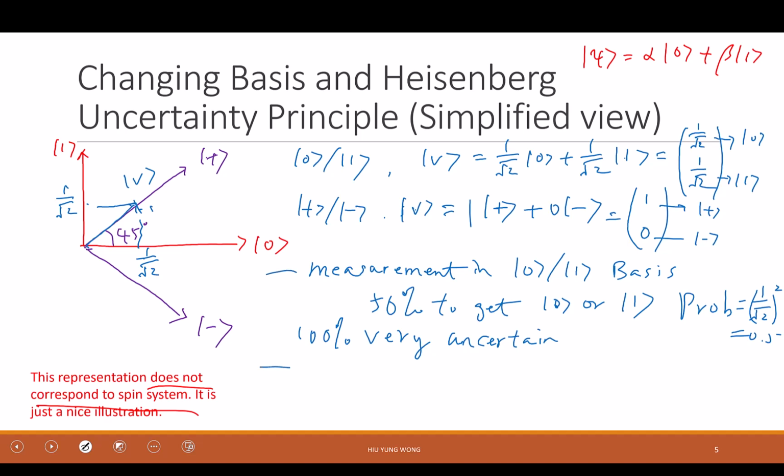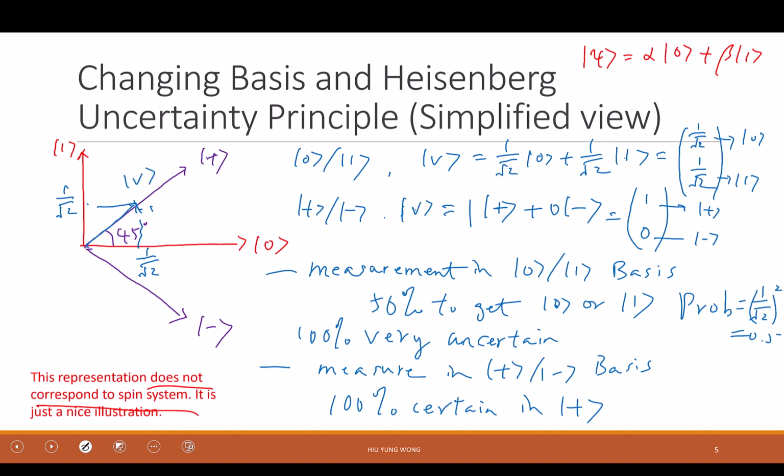Now, what if I decided not to do this? I try to measure in the plus minus basis. What do I get? 1. The probability is 1, which means 100% probability. 100% certain in plus, right? So this is like the state.